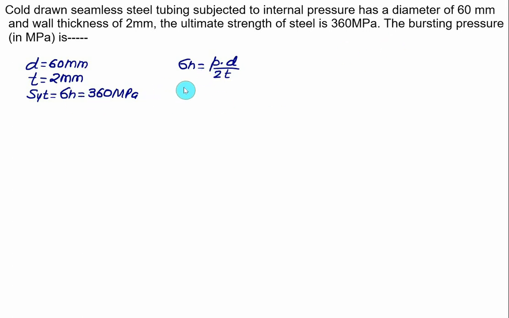So we have sigma h is equal to 360. Pressure you have to calculate. Diameter you have to take the same as 60 divided by 2 times the wall thickness, that is equal to 2 mm. So the bursting pressure this time will come out to be 24 megapascal.